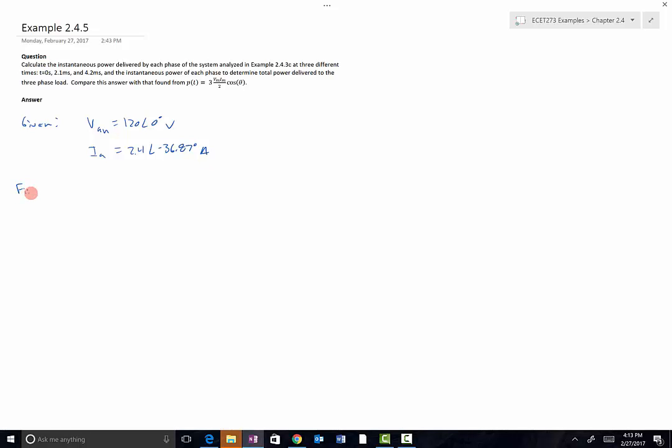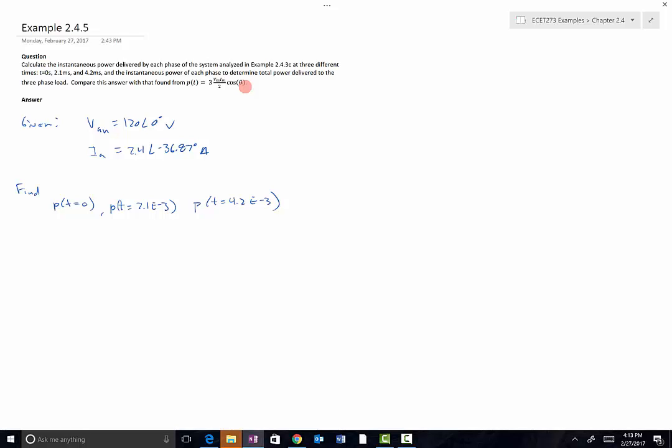We are asked to find P of t equal to 0, P of t equal to 2.1 e to the minus 3, and P of t equal to 4.2 e to the minus 3. And then we were asked to calculate and compare that to the power P of t equals V max Imax over 2 cosine of theta.